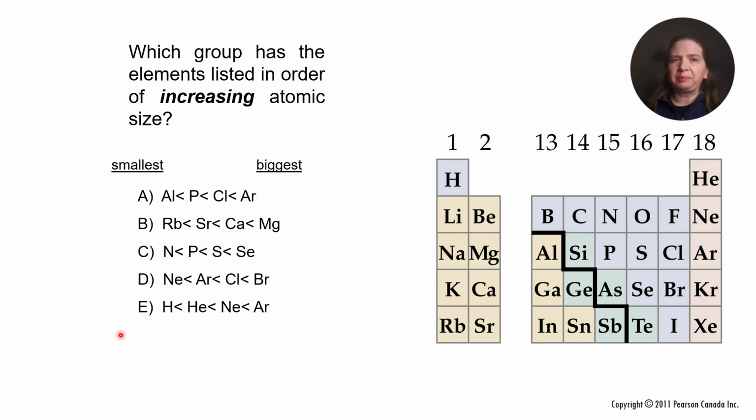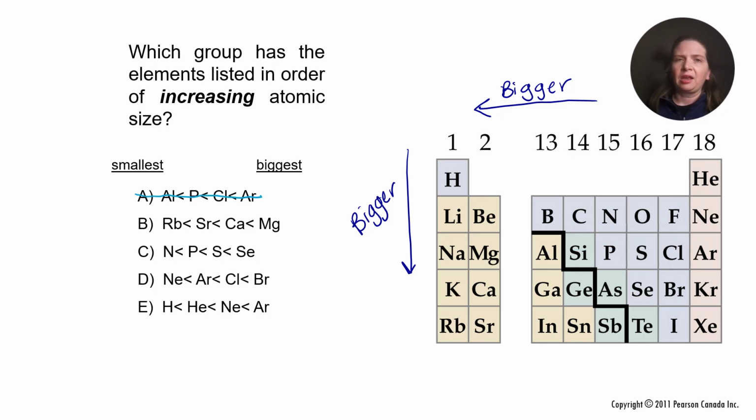To solve this, remember that increasing atomic size means moving toward the bottom left corner of the periodic table. Option A can be eliminated because phosphorus is smaller than aluminum. Option B can be eliminated because strontium is smaller than rubidium. Option C can be eliminated because sulfur is smaller than phosphorus. Option D moves from neon to argon to chlorine to bromine, and each step increases in atomic size. Therefore, option D is correct.